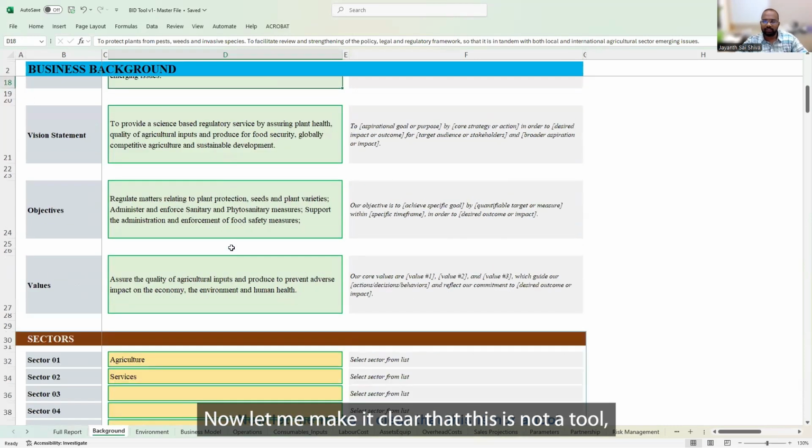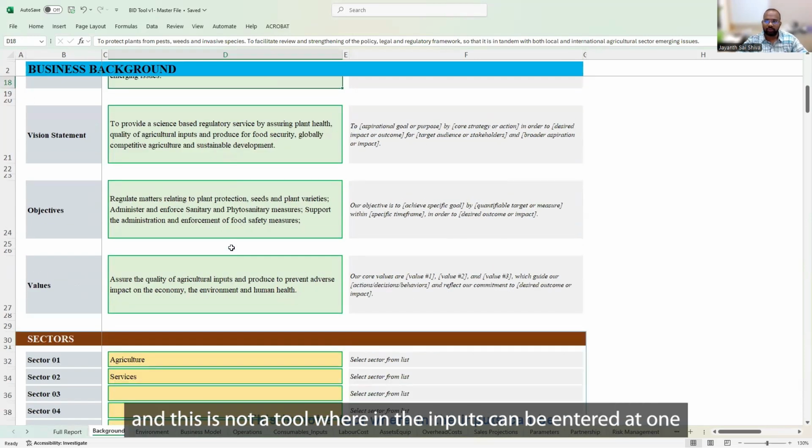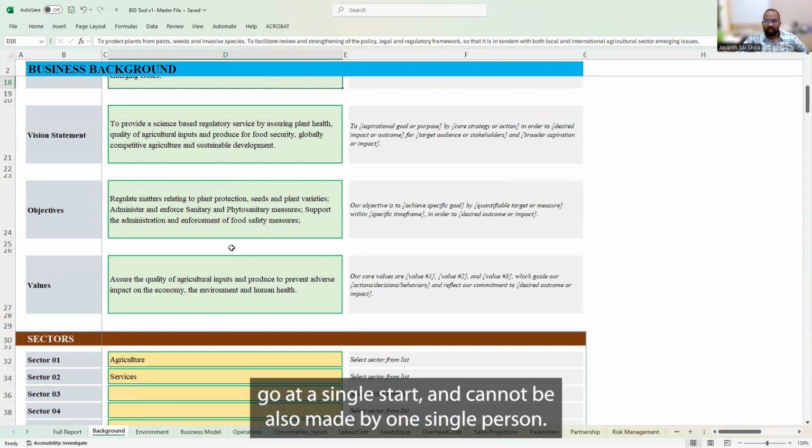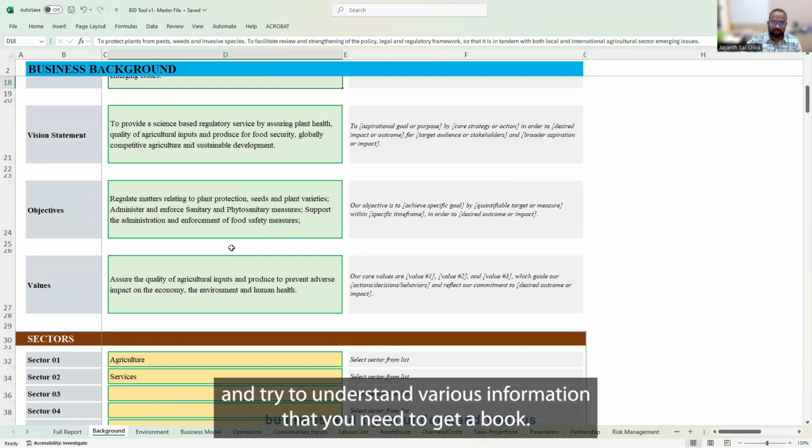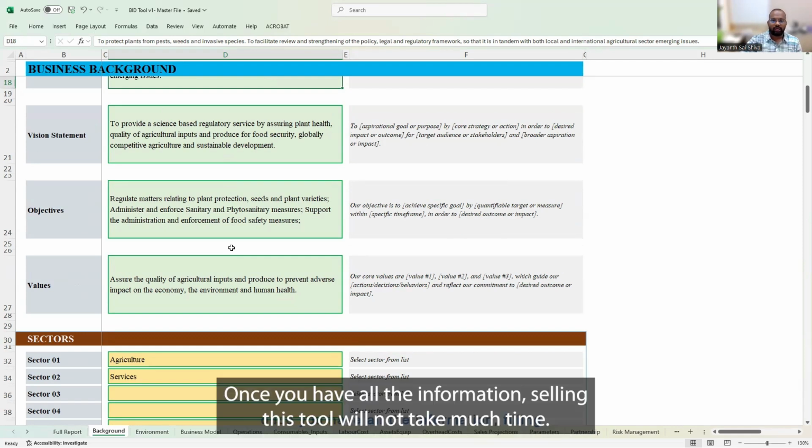Now, let me make it clear that this is not a tool wherein the inputs can be entered in one go at a single shot, and it cannot be filled by one single person. You might have to consult people in your organization, in your business, and try to understand various information that you need to gather. So once you have all the information, filling this tool will not take much time.